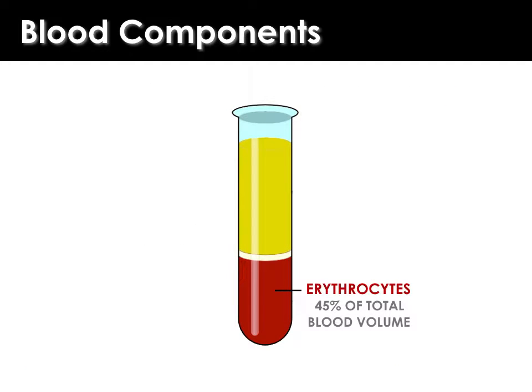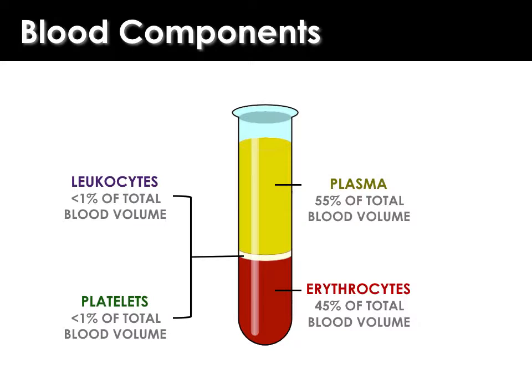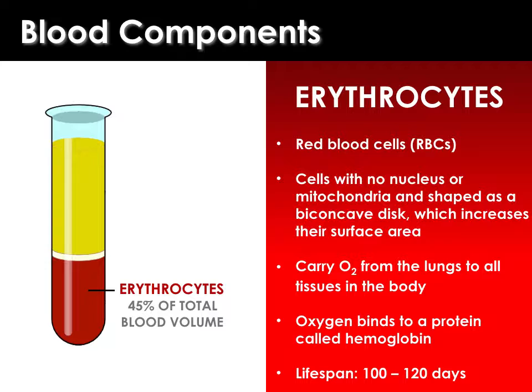Blood is made up of about 45% erythrocytes, less than 1% leukocytes, less than 1% platelets, and about 55% of total blood volume is plasma. Erythrocytes are red blood cells.